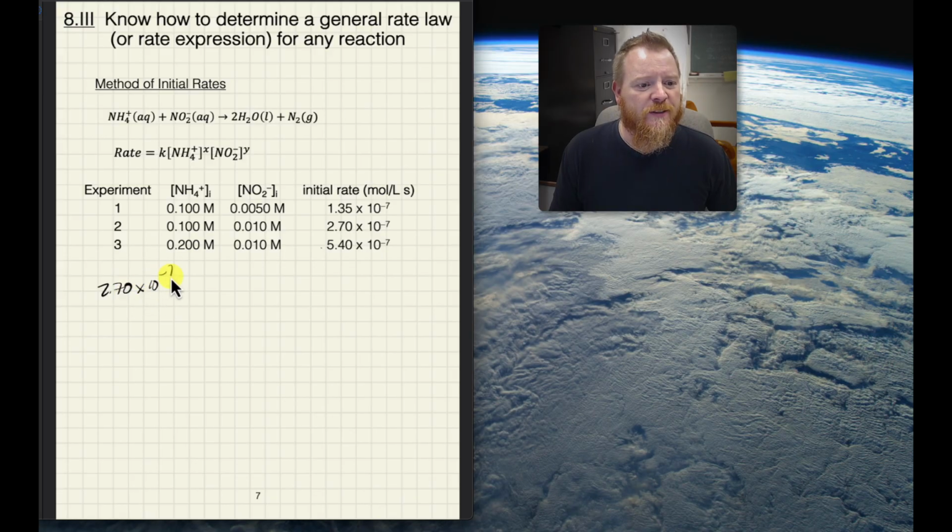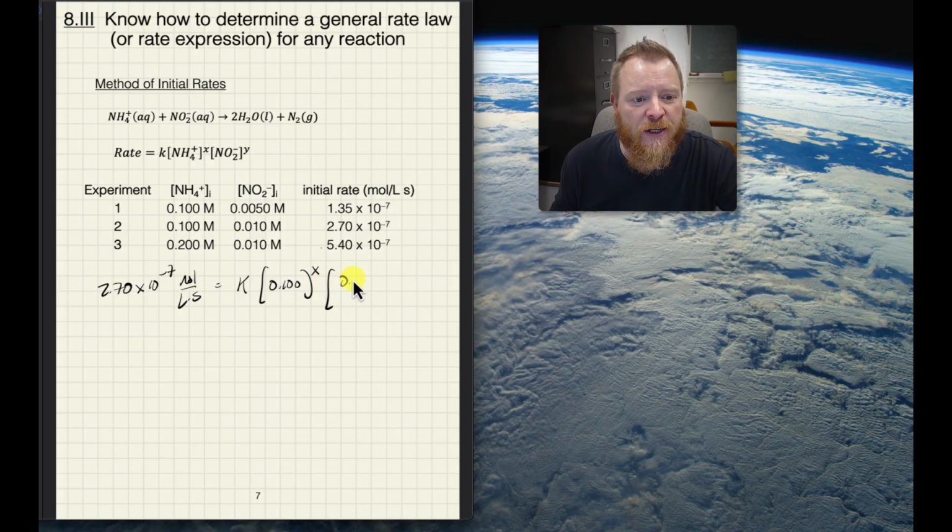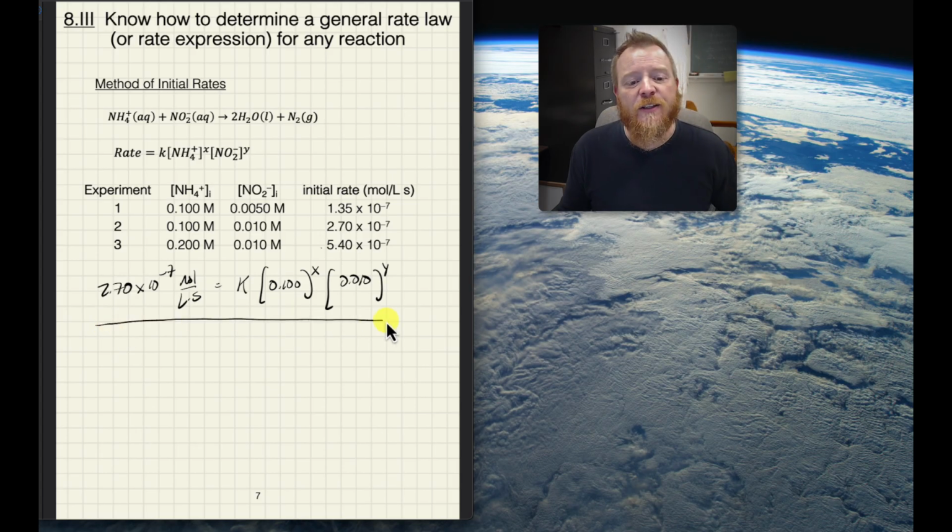So 2.7 times 10 to the minus 7 moles per liter per second, and that all equals K, which I don't know. And now times ammonia, its concentration was 0.100 molar, and that's raised to some power that we don't know yet. And then now multiplied by the nitrite concentration, 0.010 molar, raised to some power that we don't know. And now I'm going to divide this whole thing by the data from experiment 1.